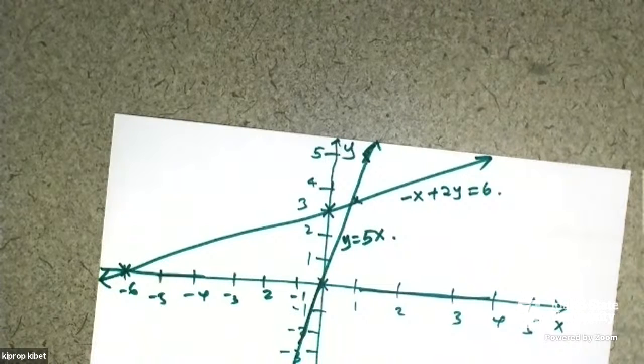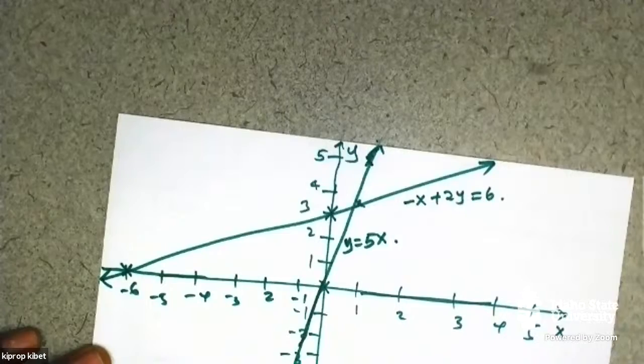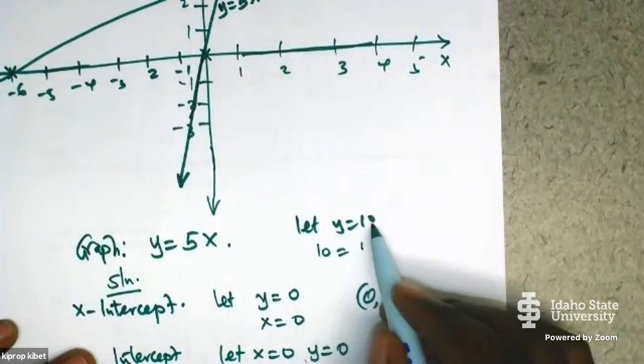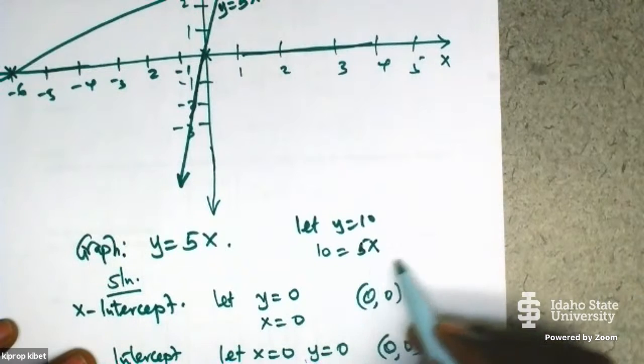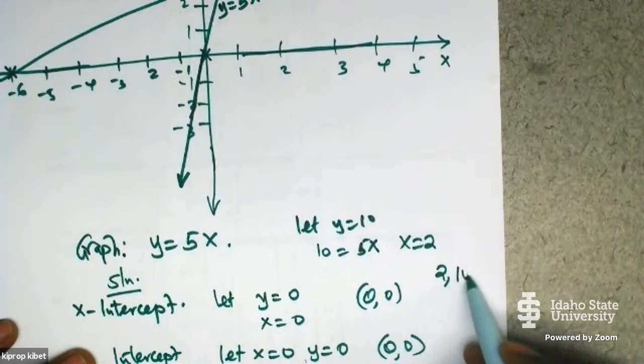So when you get the other point, can you put any number in? Yeah, you can put any number. So you can say let y equal 10, okay? And then you just put it in there. So y equals 10, so you just say 10 equals 5x. So what will be our x? x equals 2. What is our coordinate? 2 and what? And 10.